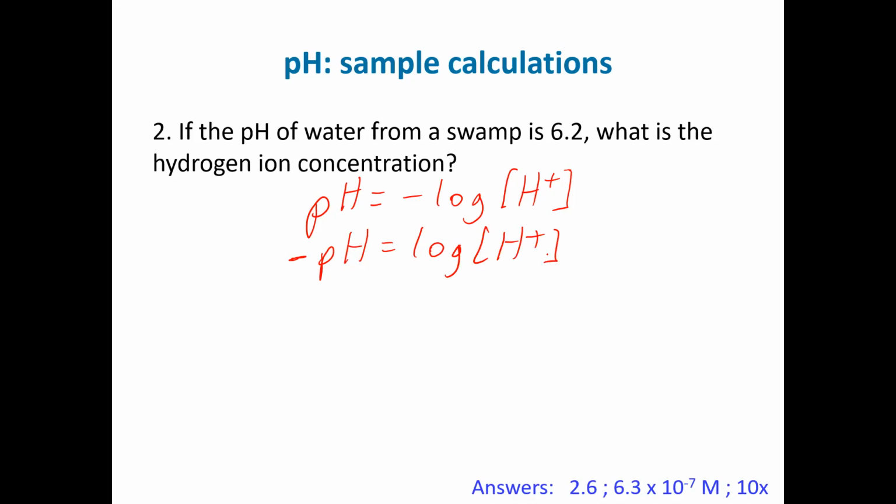And here is how logs work. Remember, the log is kind of an inverse of an exponent. So that's what I'm doing. I'm taking that pH and I'm flipping it around and putting it to a power of 10. So if I write out the numbers on this, H positive equals 10 to the minus 2.6.